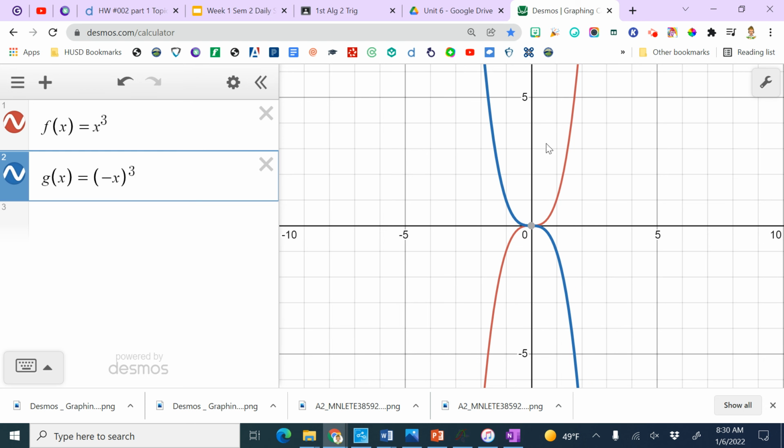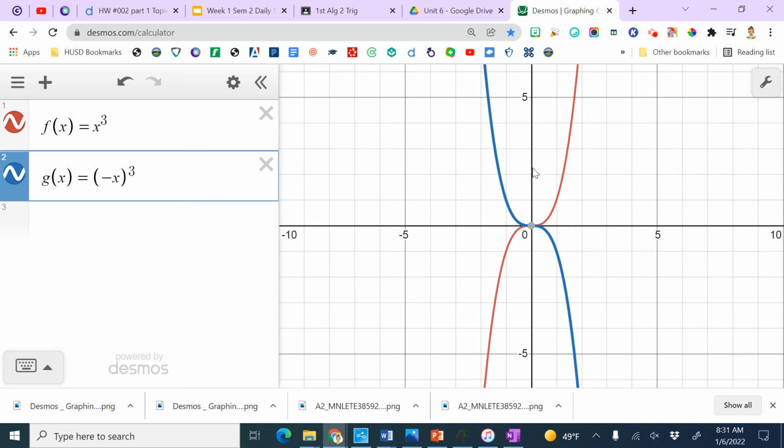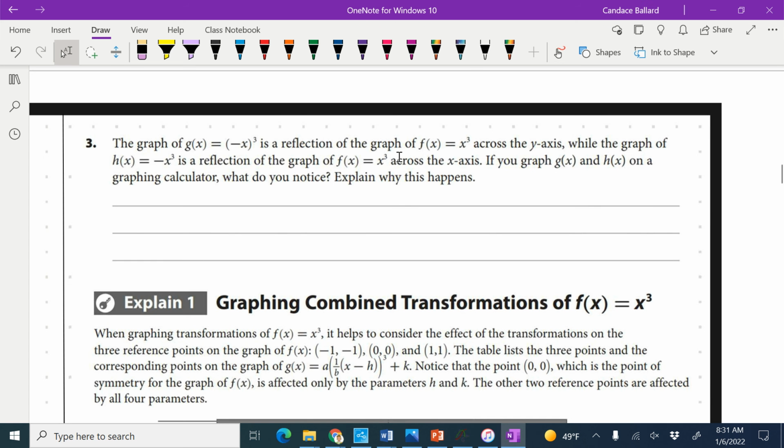Okay. So read what it said again. The graph of g of x equals negative x cubed is a reflection across the y-axis. So if I look at the y-axis, and remember reflection means it's a mirror image, and I folded this on the y-axis, do you see how the red one would land on top of the blue one, and the blue one here would land on top of the red one? Okay. So now let's look at what the next part says.